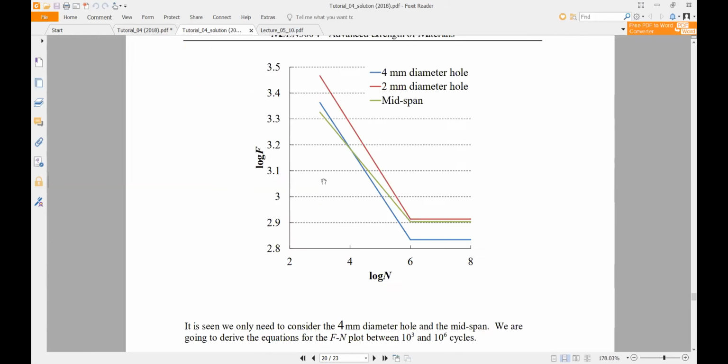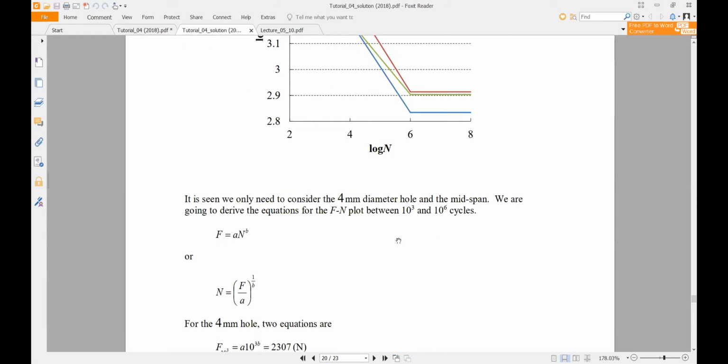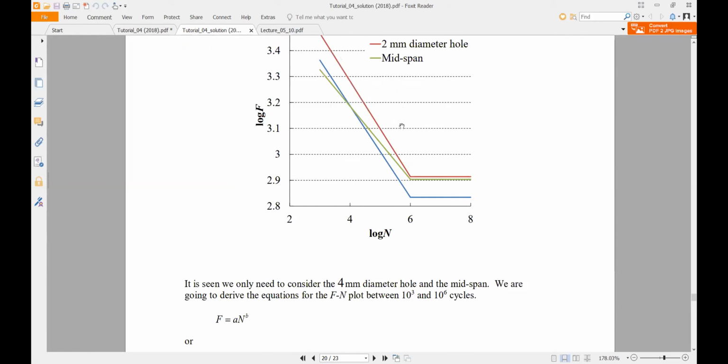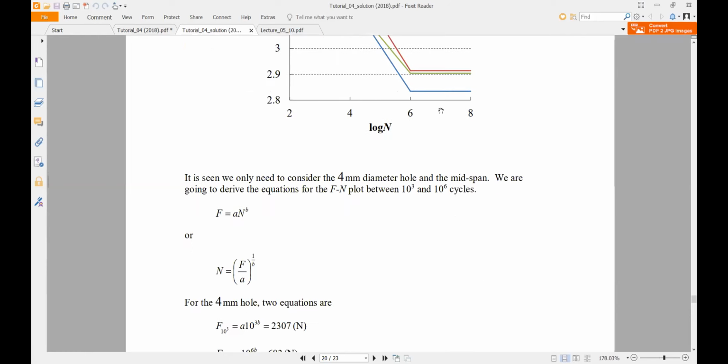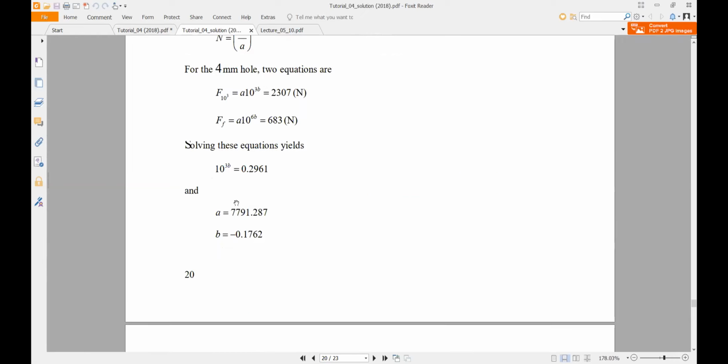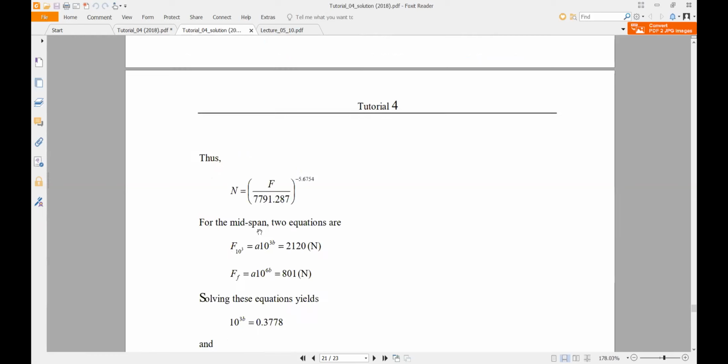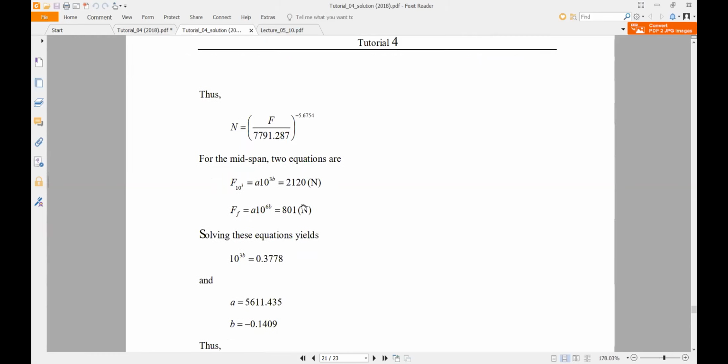Then you can see in here also the 4 millimeter one is the critical one. So you can consider the 4 millimeter hole values to derive the equation. So derive the equations and define the A and B like this.